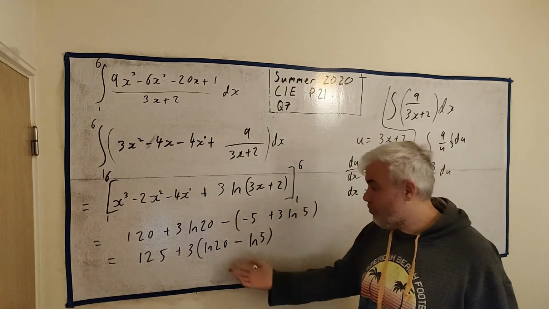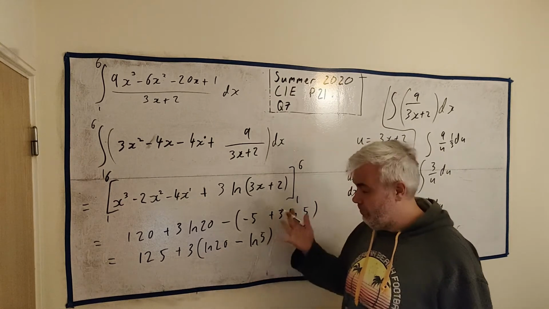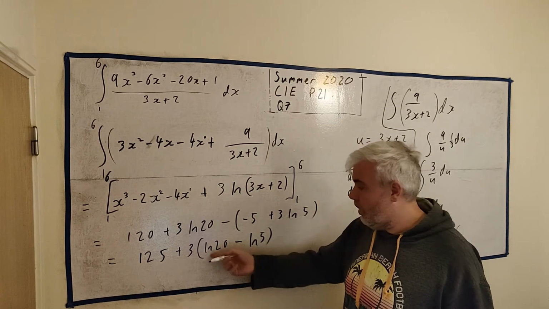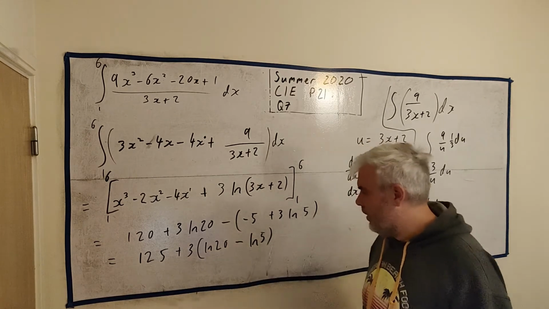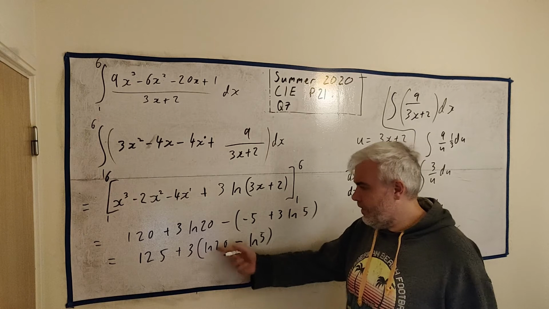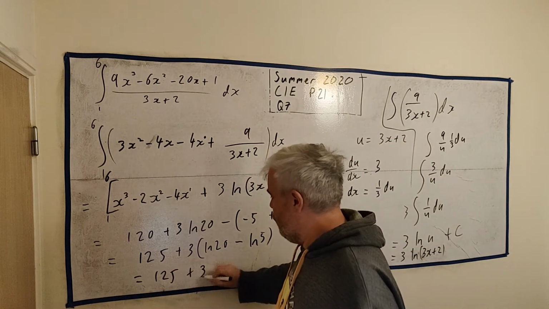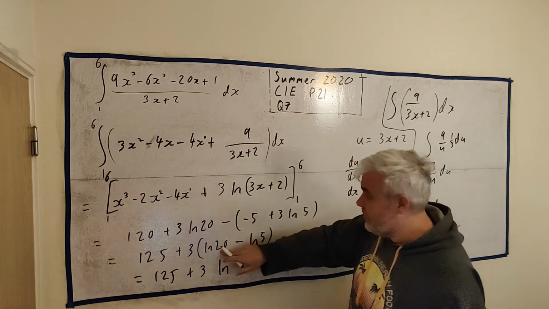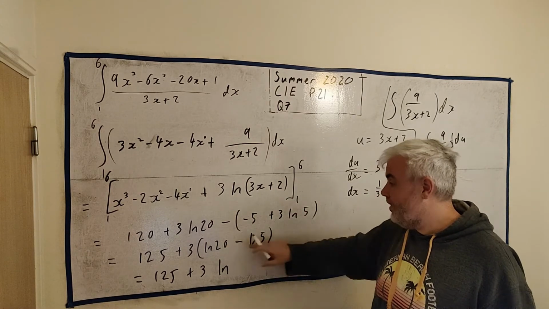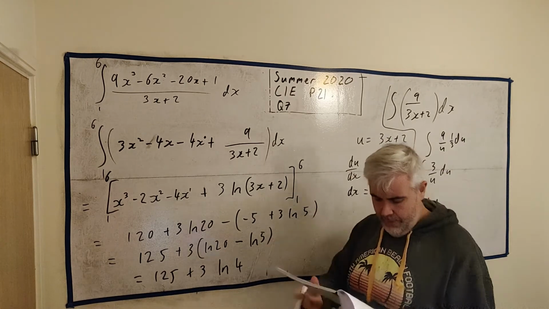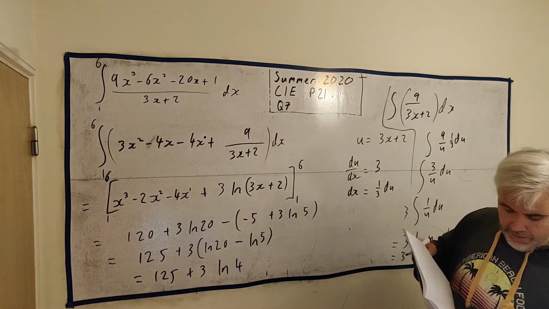Our rules about natural logs, when they take away, or any logs with the same base, in this case they have the same base, log to the base e, that's what a natural log is. This is just equal to 125 plus 3 times the natural log of these two numbers divided. 20 divided by 5, which is 4. And let me just double check that is the answer.